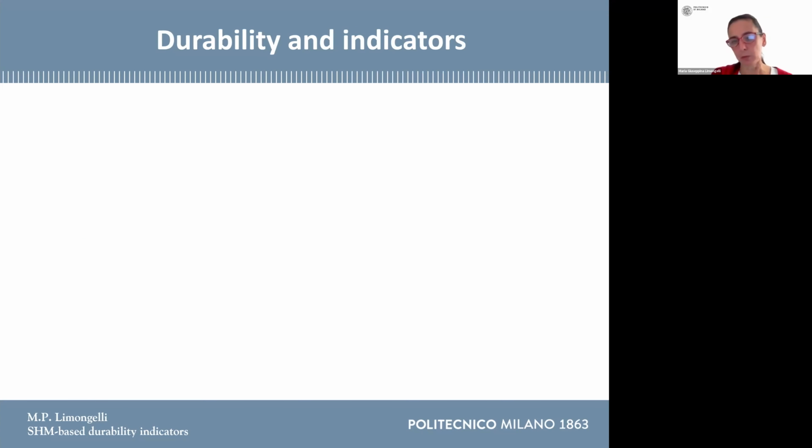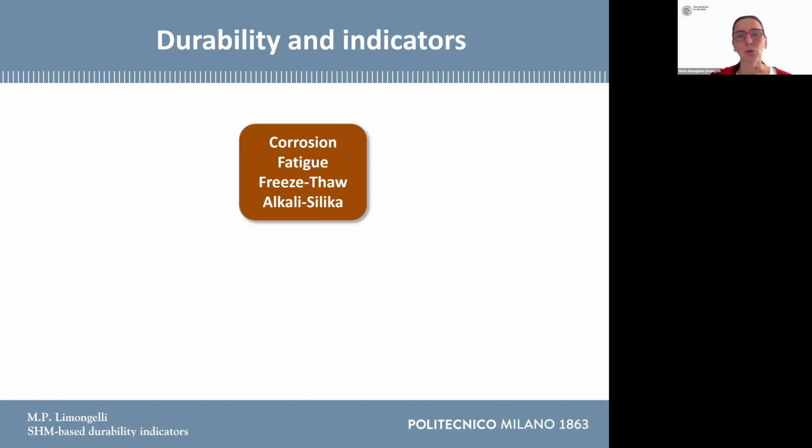We understood, we said that durability and deterioration are two words that describe two faces of the same coin, let's say. So degradation, deterioration can be corrosion, can be fatigue. We have several different types of deterioration. And here I list some of them.